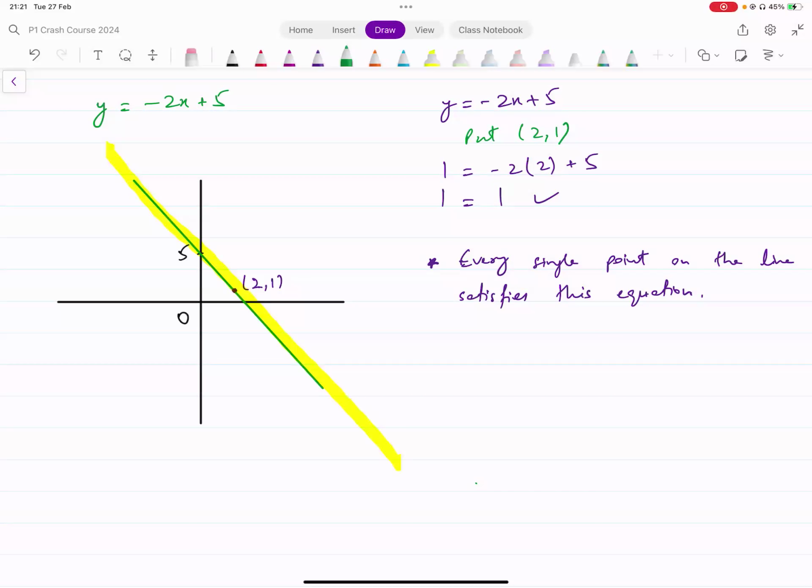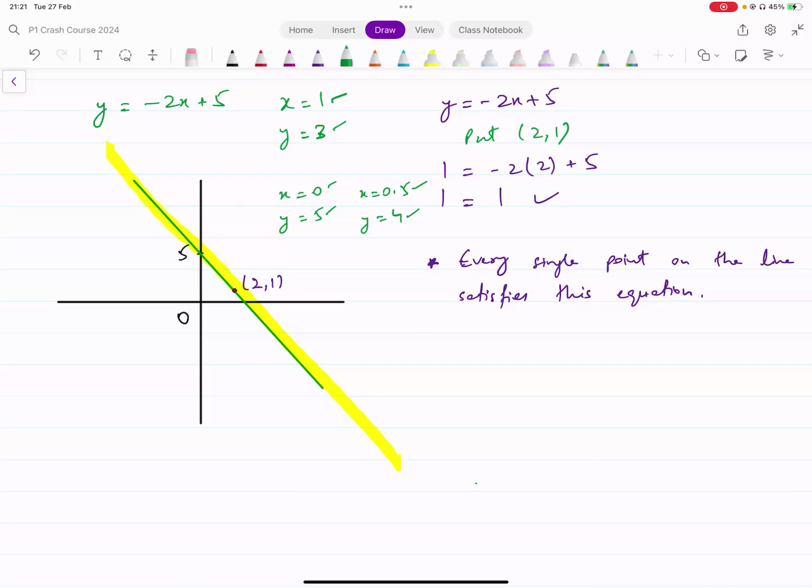So if you input different values of x here, for example, if you put x equal to 1, that gives you y equal to 3. If you input x equals 0, that gives you y equals 5. If you input x equals 0.5, that gives you y equal to 4. If you input another value of x, that gives another value of y. So inputting different values of x gives you different values of y. All of those points are going to lie on this line. So 1 and 3, this point lies on the line. 0 and 5, this point lies on the line. 0.5 and 4, this point lies on the line.